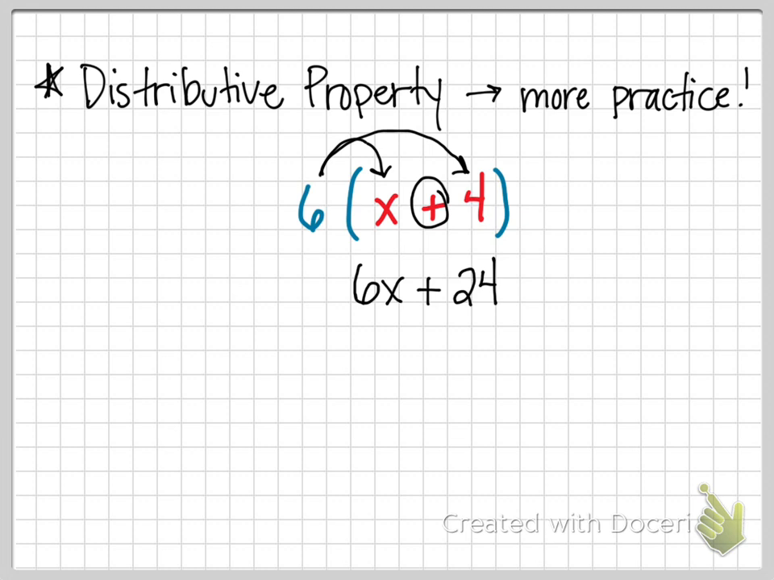Now, can we add those together? No, they are not like terms. So our answer is just 6x plus 24. All right?